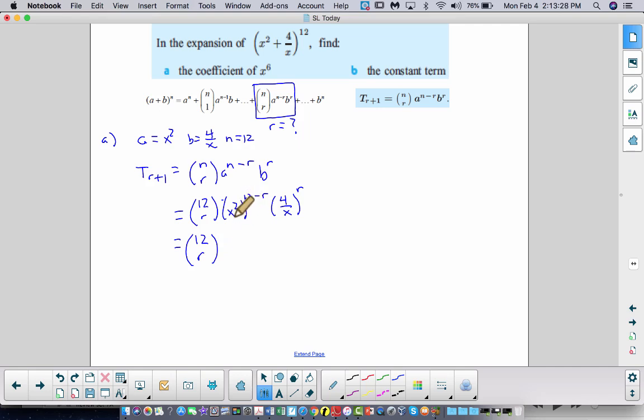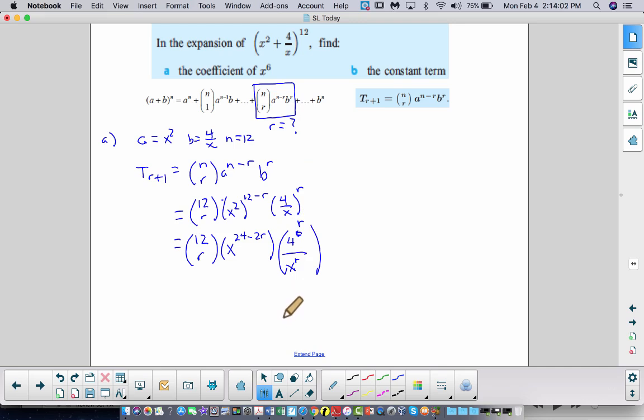I am going to simplify this using the laws of exponents. X squared to the 12 minus r. Exponent raised to an exponent, we multiply, so 2 times 12 is 24, and 2 times negative r is negative 2r. And here I have 4 to the r over x to the r.